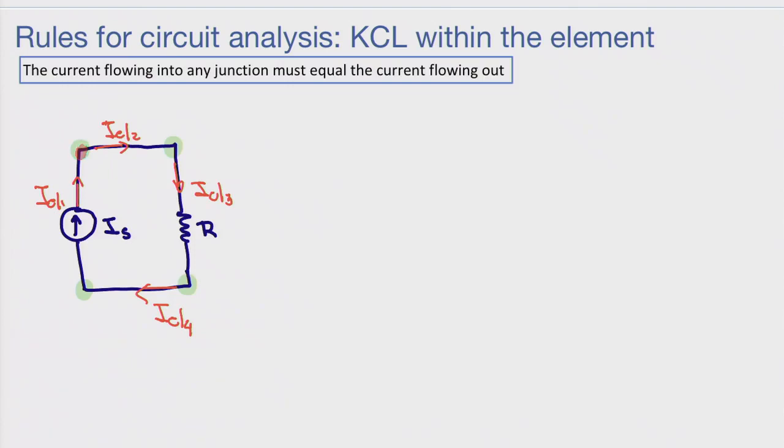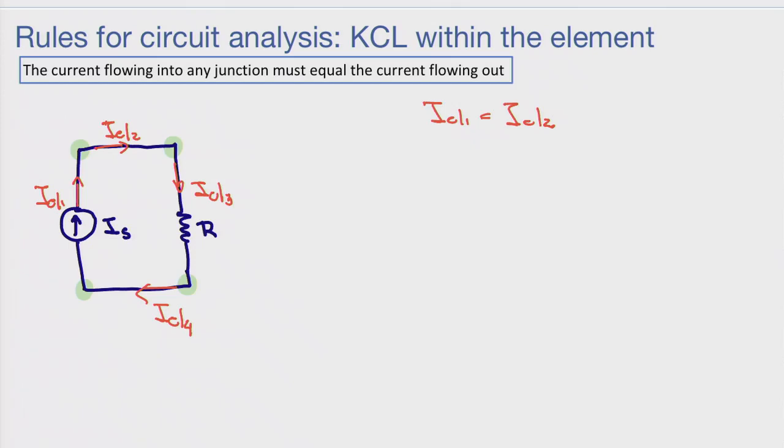What does the law say? Well, current getting into that junction has to be equal to the current getting out of the junction. That tells us that I element 1 is equal to I element 2. Easy?